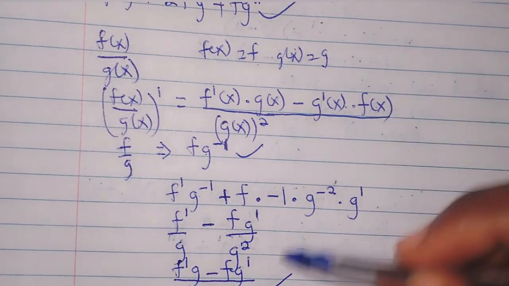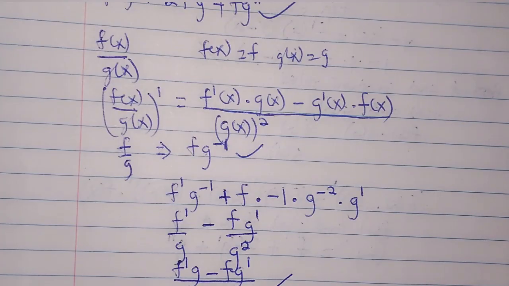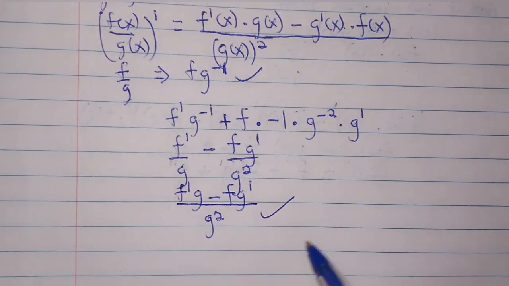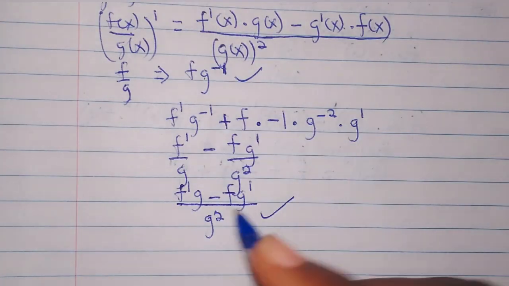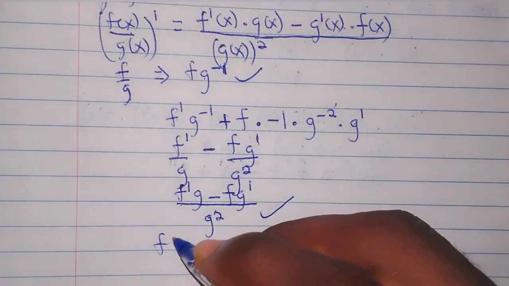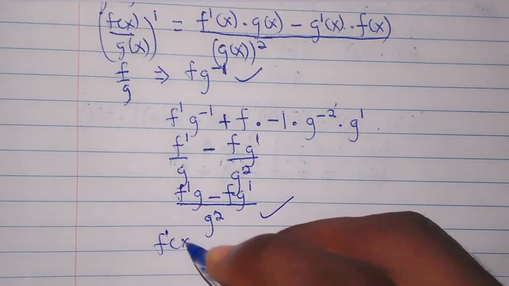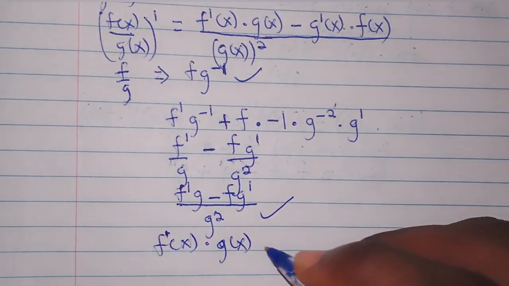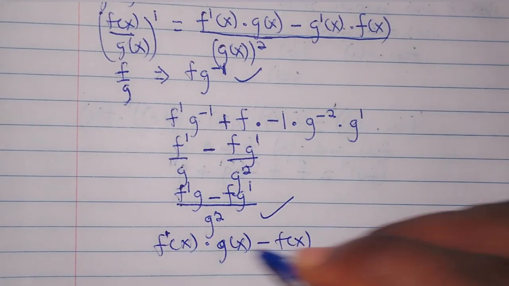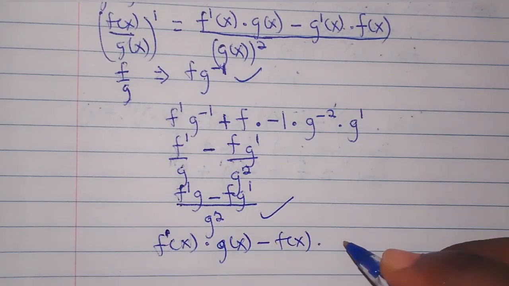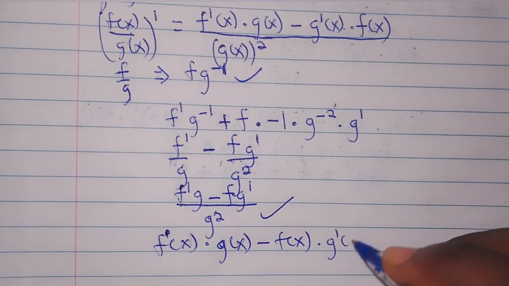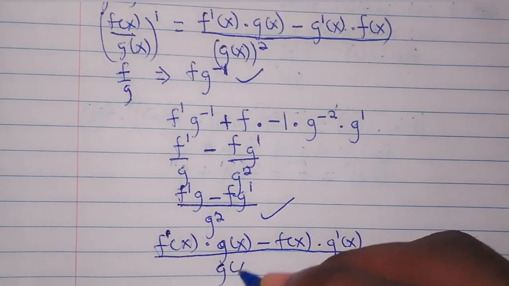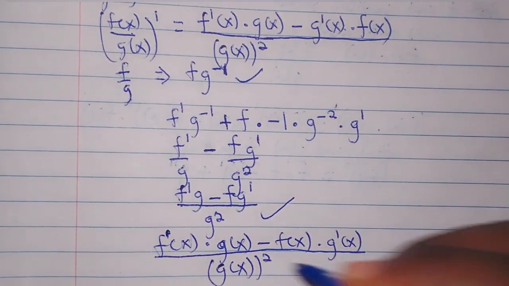I told you earlier on that f is the same as f of x. So let's put them into it. So we have the derivative of f of x multiplying g of x minus f of x multiplying the derivative of g of x, all over g of x squared.